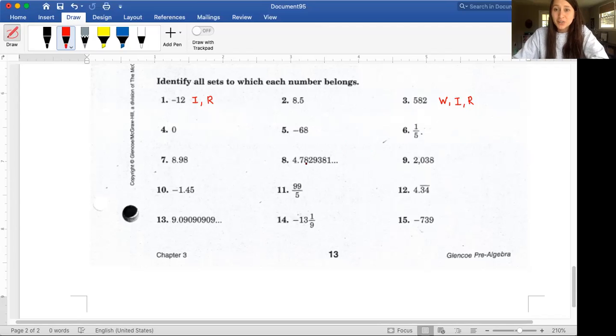An example of an irrational number might be number 8 here. It keeps going forever and it's non-repeating. So we would spell out irrational here for this one, irrational number.